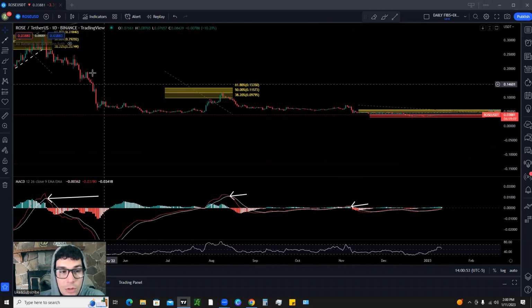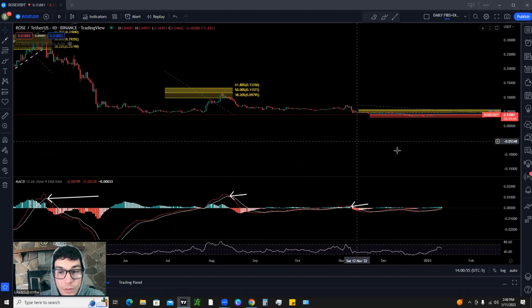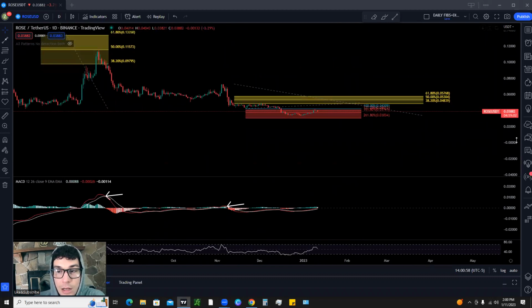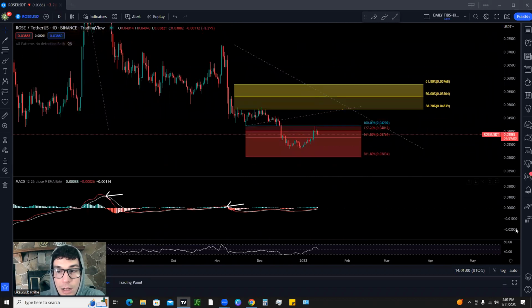And we can see multiple times, we have this move down, we retrace up to the 50%. So that's why we're looking at it on today's current price action and today's current chart.